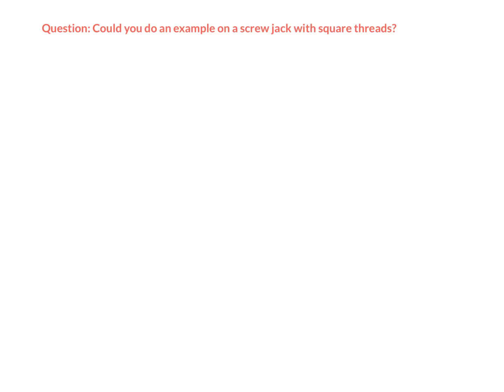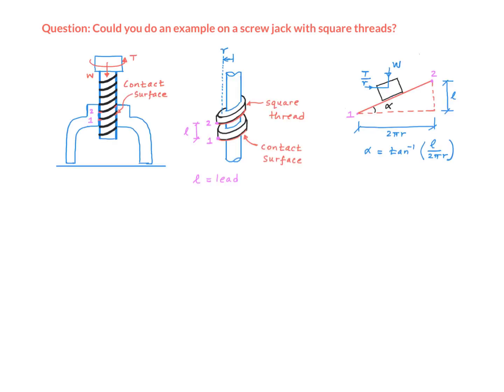The question that I have is, could you do an example on a screw jack with square threads? In the theory video on this subject, we have considered a screw jack like shown in this picture and derived some equations, right? In doing so, we have idealized this problem into a simple sliding block type of model like shown in this picture right here, right?